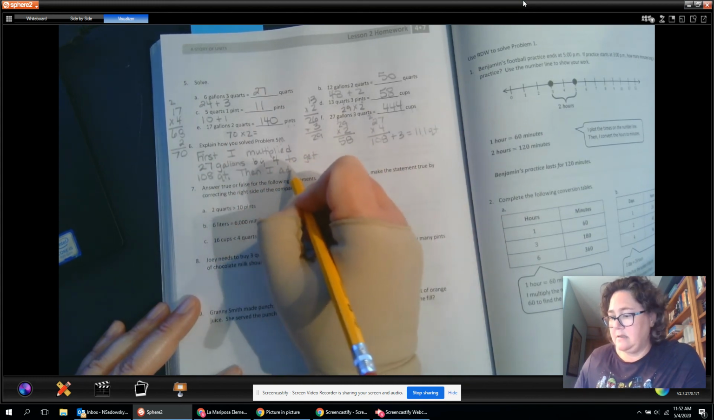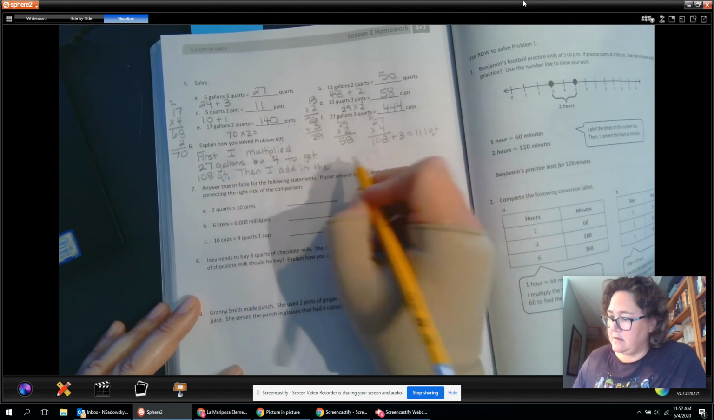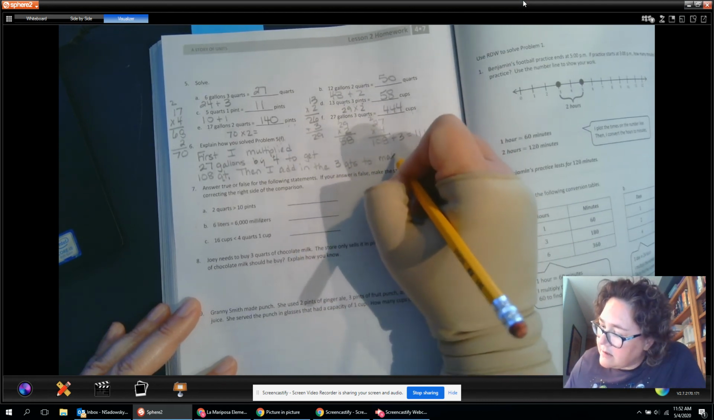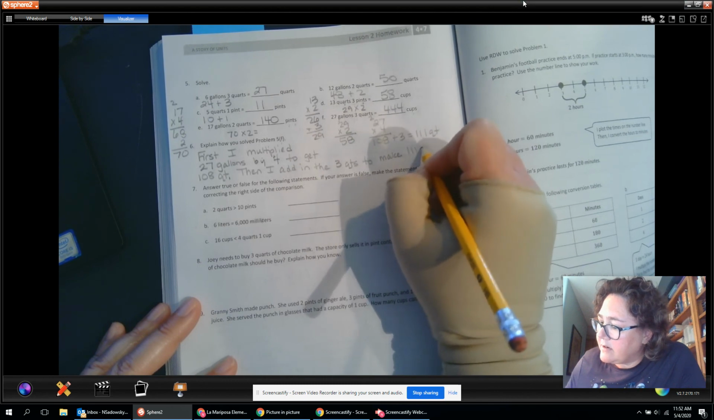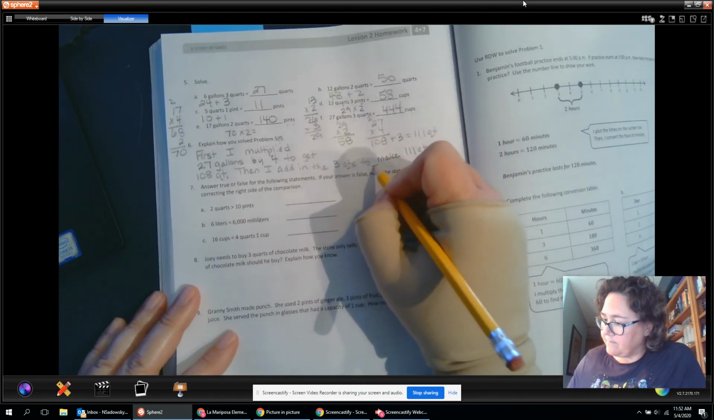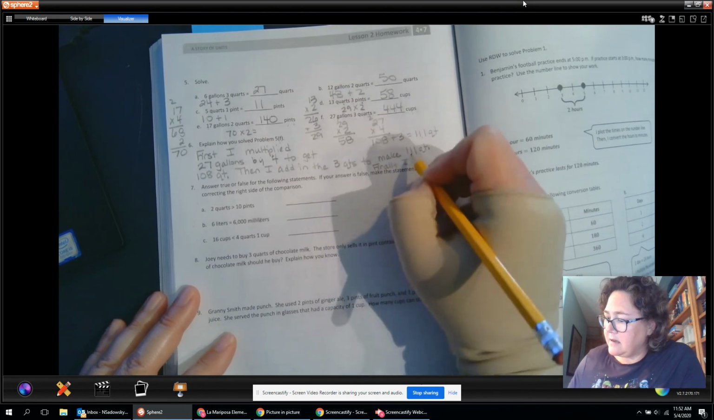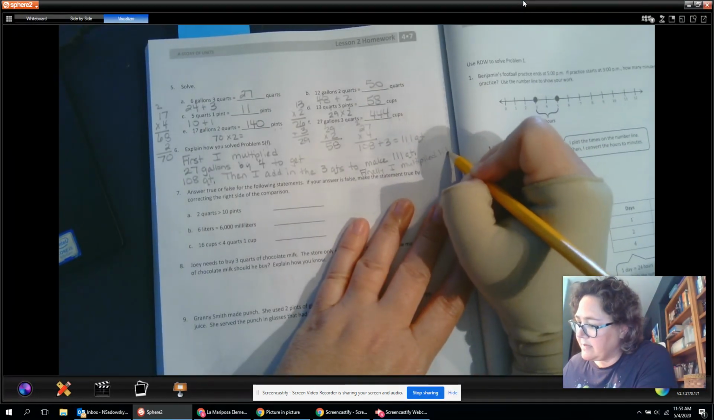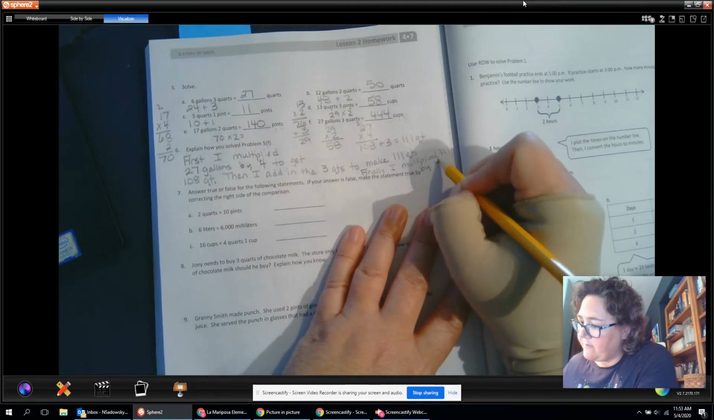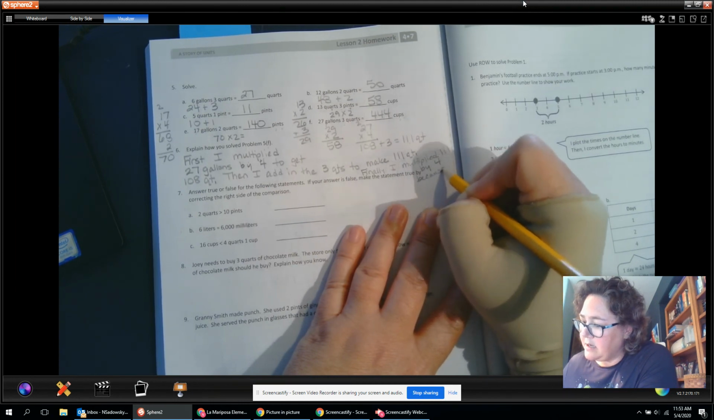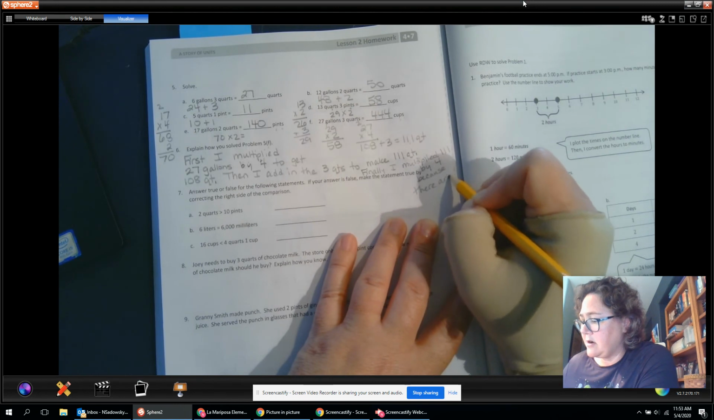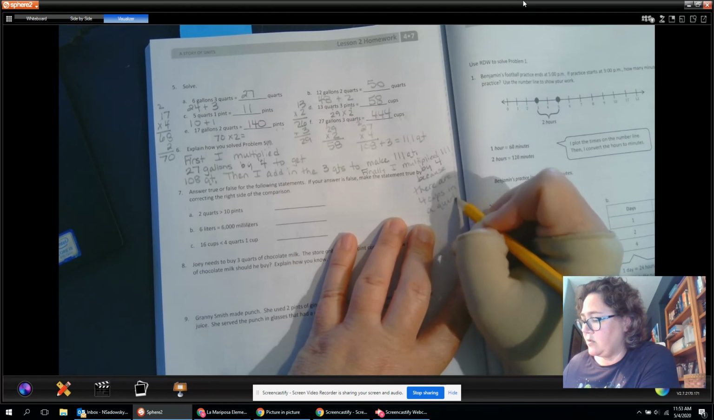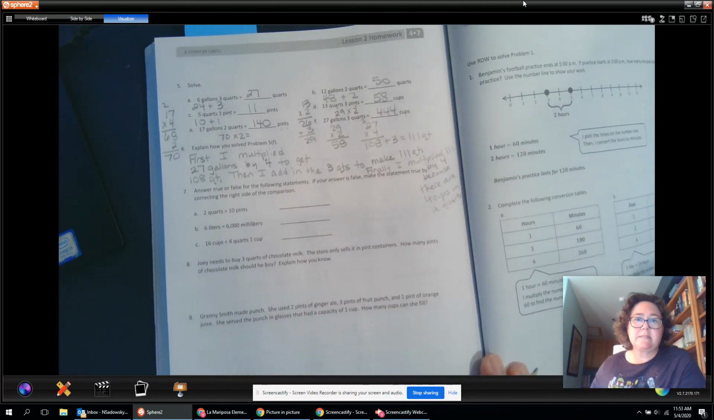Then I added in the 3 quarts to make 111 quarts. Finally, I multiplied 111 by 4 because there are 4 cups in a quart. All right, so there I am explaining my work.